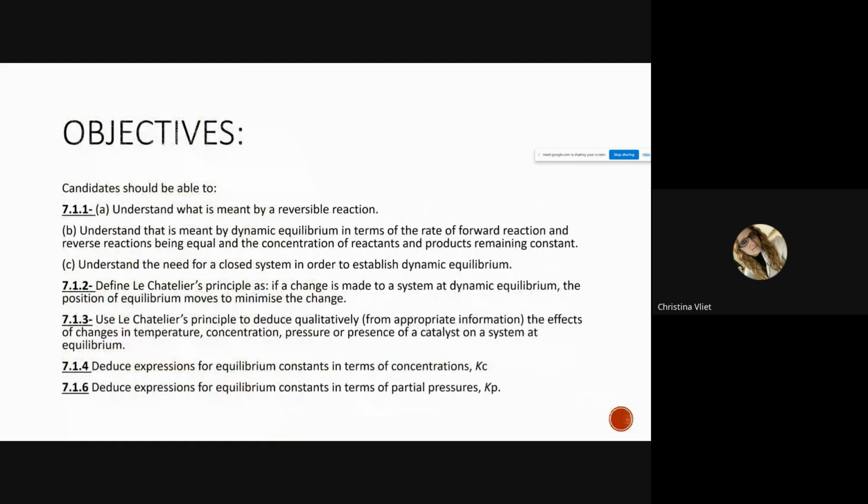Good. All right, here are our objectives. It looks like a lot, but it's not as much as it looks. But I do need you to focus and pay attention. First thing, understand what is meant by the term reversible reaction. Second, understand what is meant by dynamic equilibrium. So these are definition type things. The rate of the forward reaction and reverse reactions are equal to each other, and the concentration of reactants and products remains constant. Understand the need for a closed system. You may want to underline those 2 words. A closed system in order to establish dynamic equilibrium.